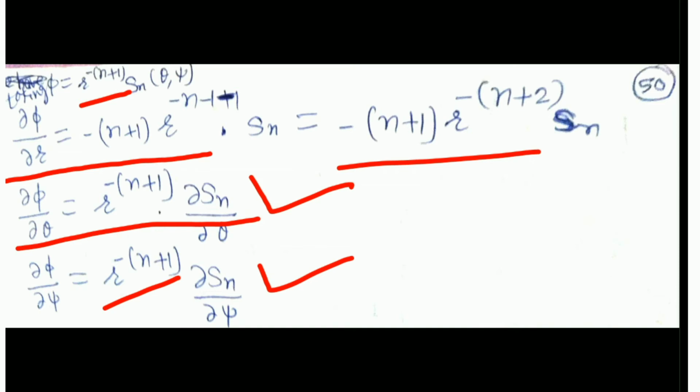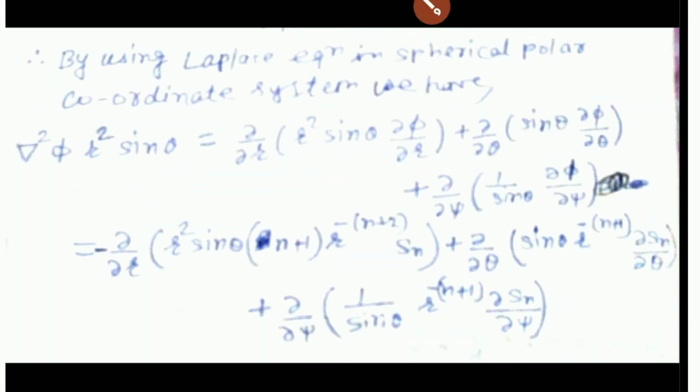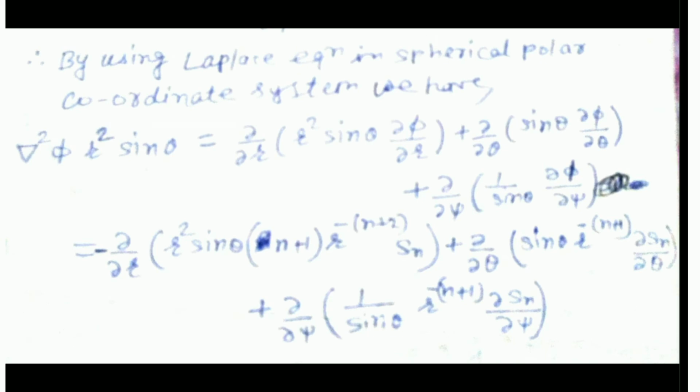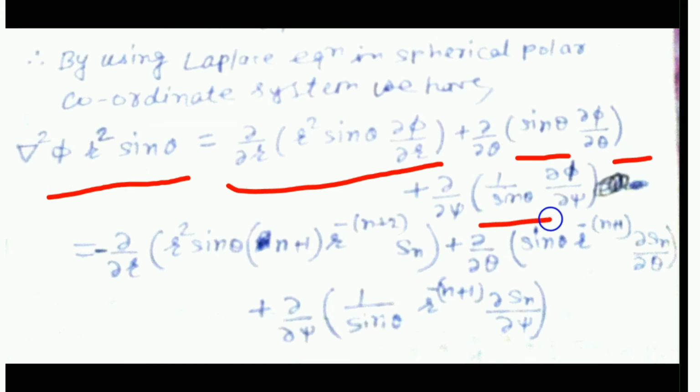Now, using the Laplace equation in spherical polar coordinate system, we get ∇²φ · r² sin θ = ∂/∂r (r² sin θ ∂φ/∂r) + ∂/∂θ (sin θ ∂φ/∂θ) + ∂/∂ψ (1/sin θ ∂φ/∂ψ).